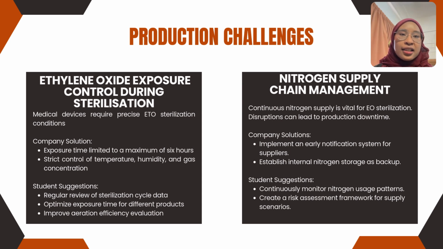Another challenge that this company faces is nitrogen supply management. They need a continuous nitrogen supply as it is vital for EO sterilization. Disruption can lead to production downtime. What B. Braun did is manage this by using early supplier notification and also internal nitrogen storage as backup. And for our suggestion, it is to monitor nitrogen usage and prepare a risk assessment for supply disruption.